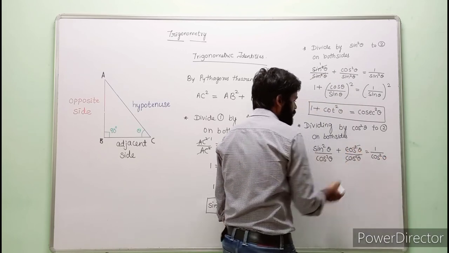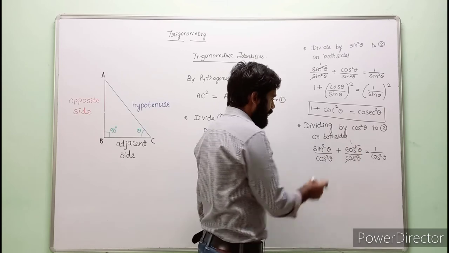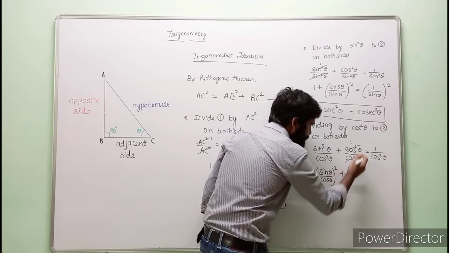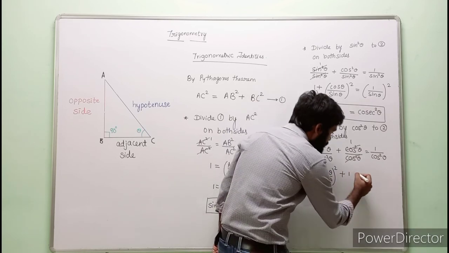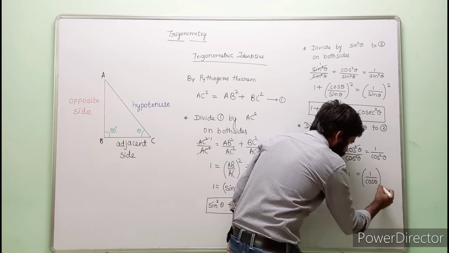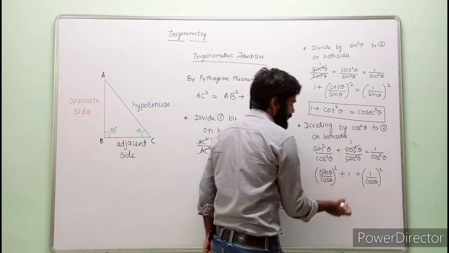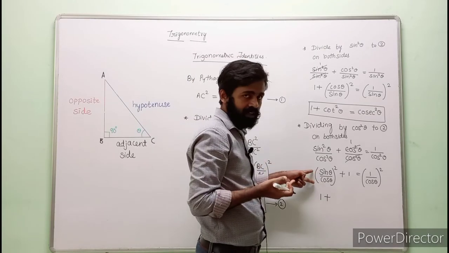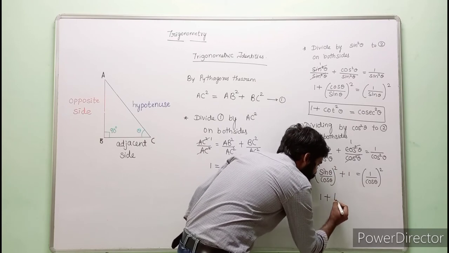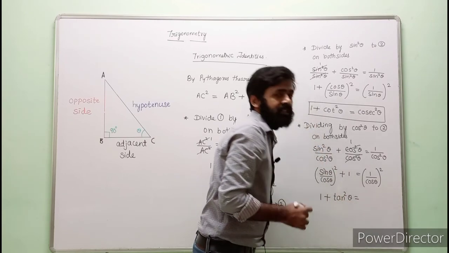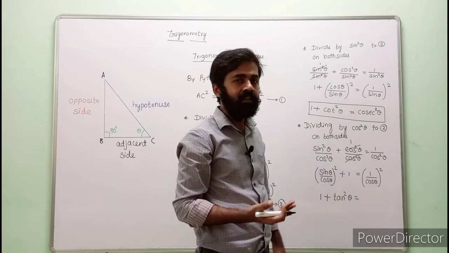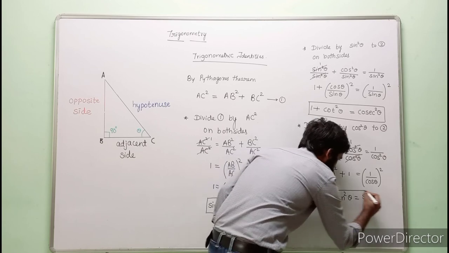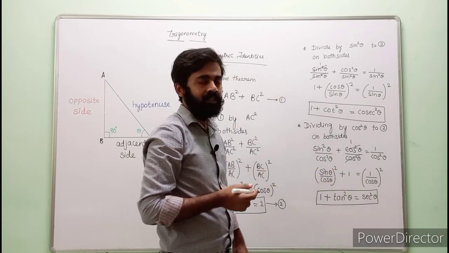Now here you can see cos square and cos square get cancelled. We get 1 here, and here we get sin theta by cos theta whole square, plus 1, equals 1 by cos theta whole square. So I'll just rearrange it and write. First I will write 1 plus sin theta by cos theta, which is nothing but tan theta, as we have just seen. So this is tan square theta equals 1 by cos theta, which is nothing but sec theta. So sec theta whole square is sec square theta. So 1 plus tan square theta is sec square theta. So this is the third identity.